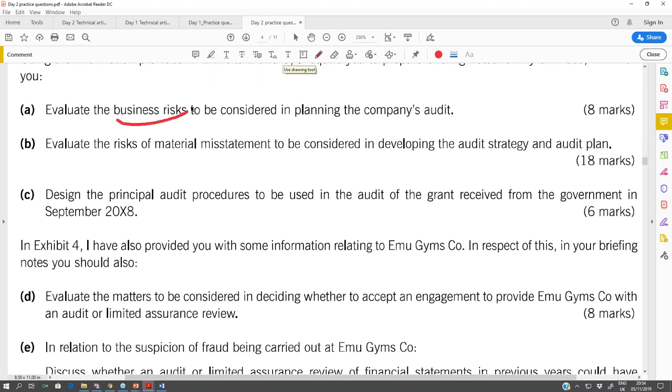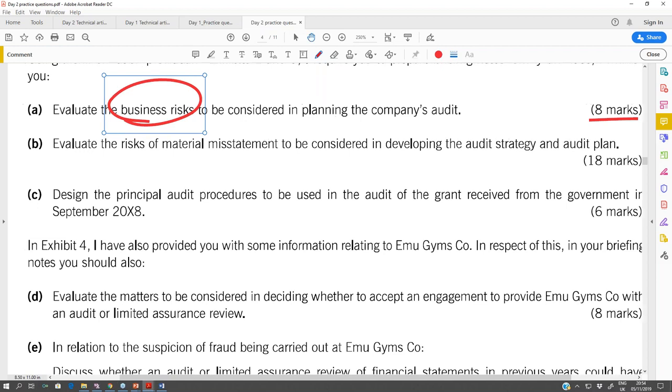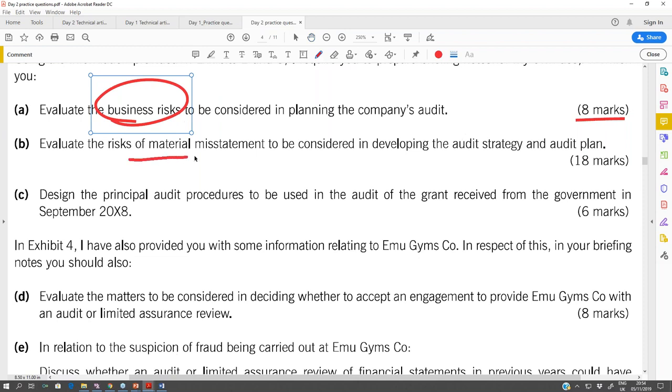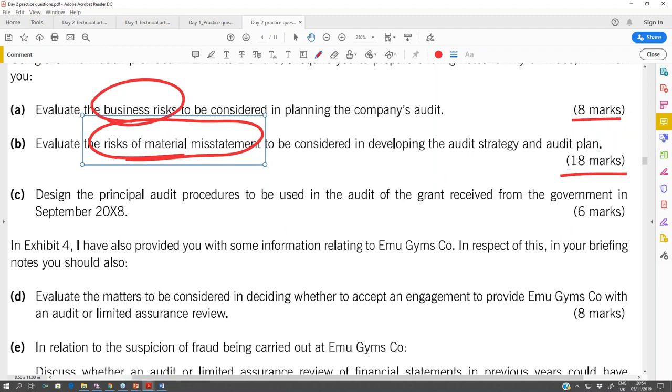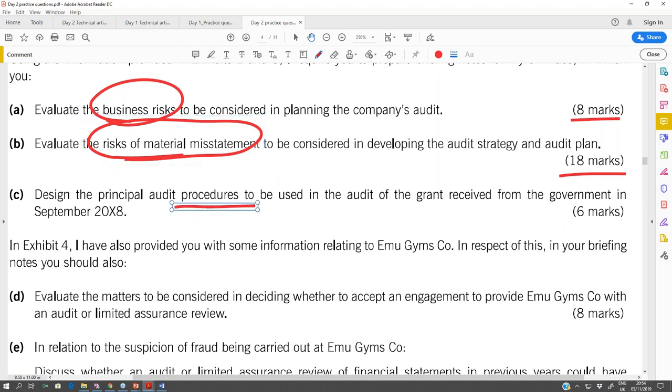Okay, business risk for 8 marks, covered in my previous webinars. Risk of material misstatement for 18 marks, again covered in my previous webinar as a topic. Then again, the procedures, covered in my previous webinars many times. Procedures, this is for 6 marks.